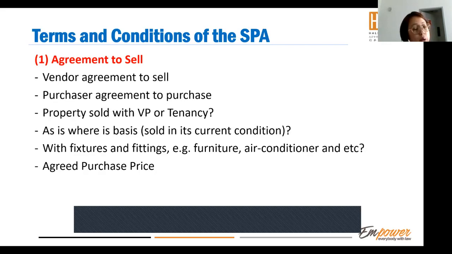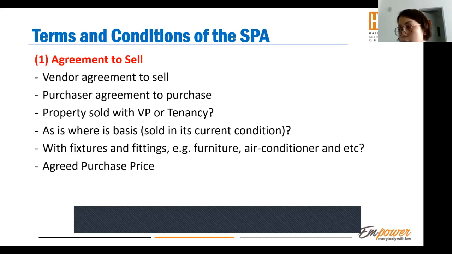Right? Because you already agreed to deliver, but you are not able. So the purchaser will deem it as actually included in the purchase price. So make sure all the agreed items are delivered. If not, it will be a big hoo-ha later on. Okay, and also we will put in the agreed purchase price.